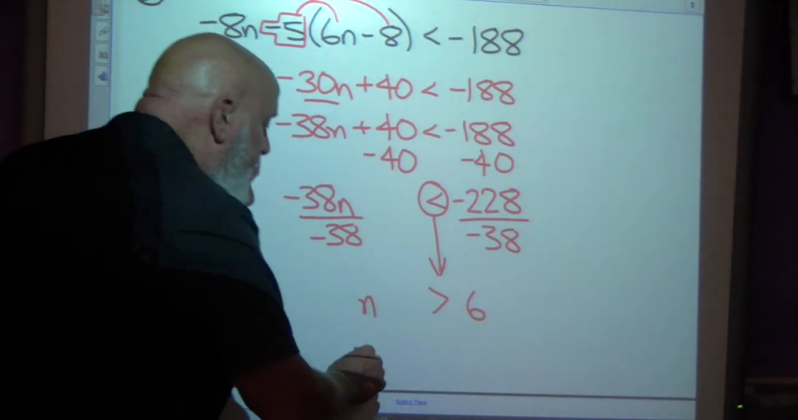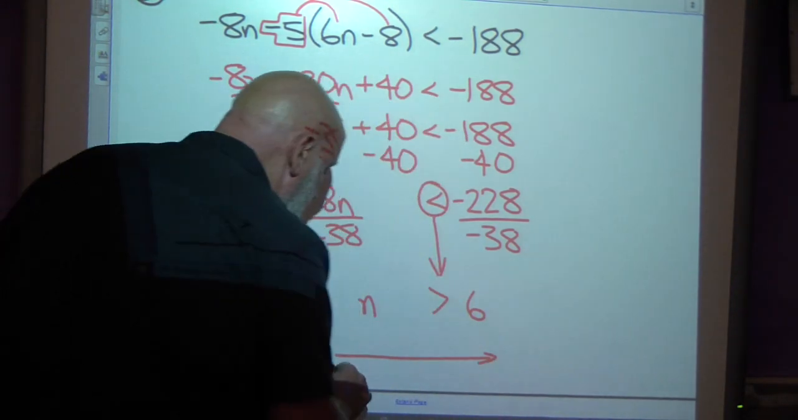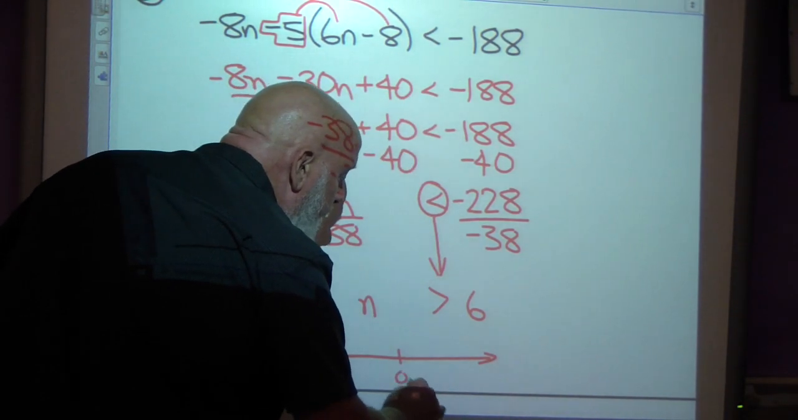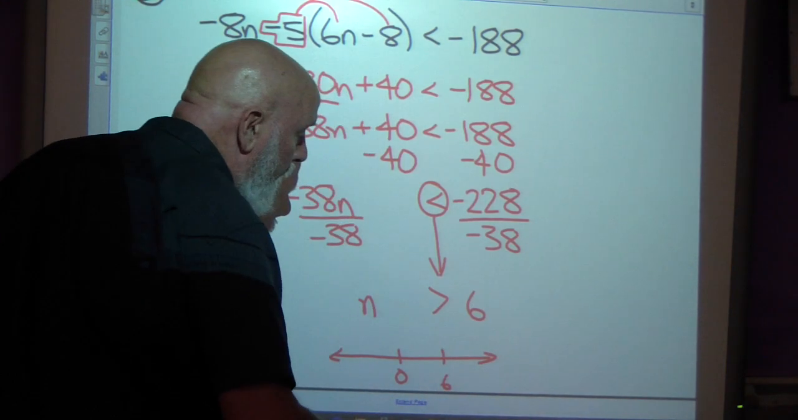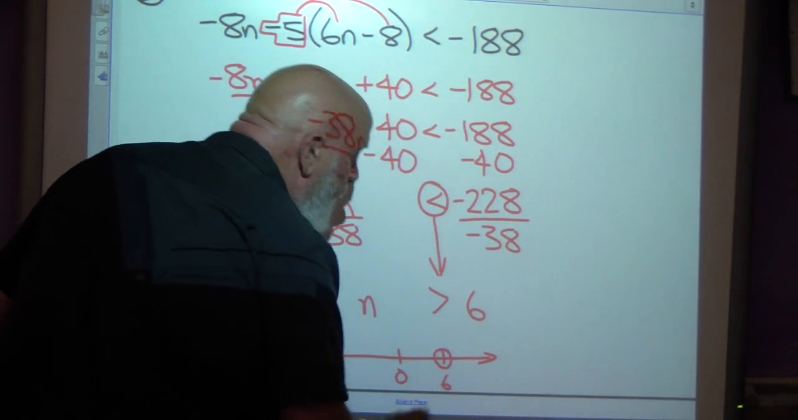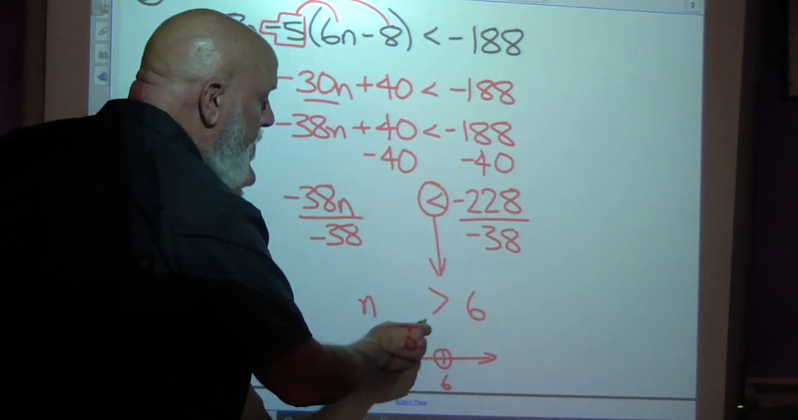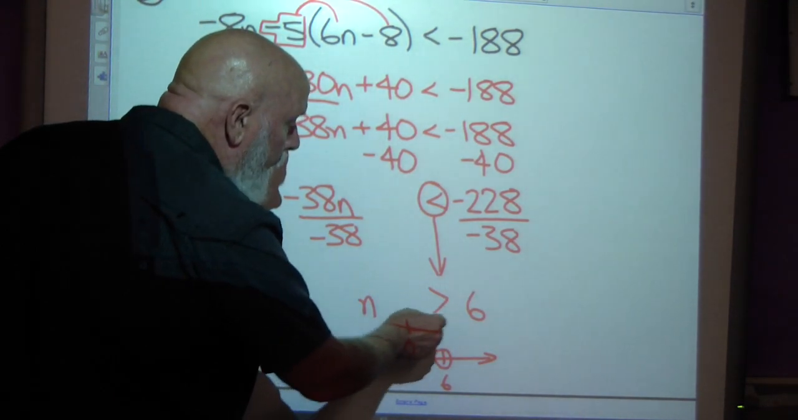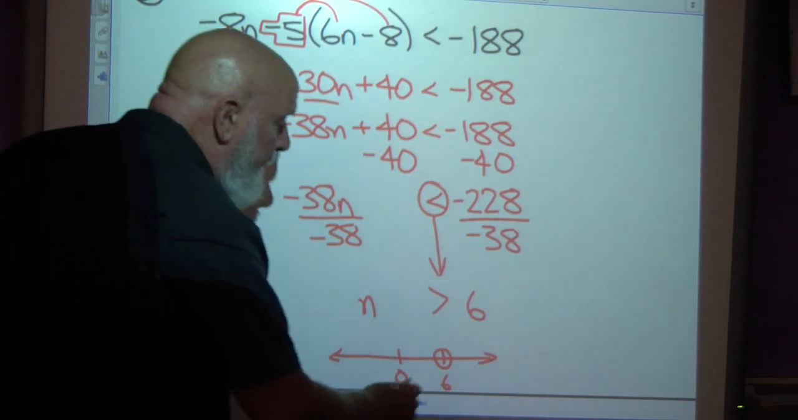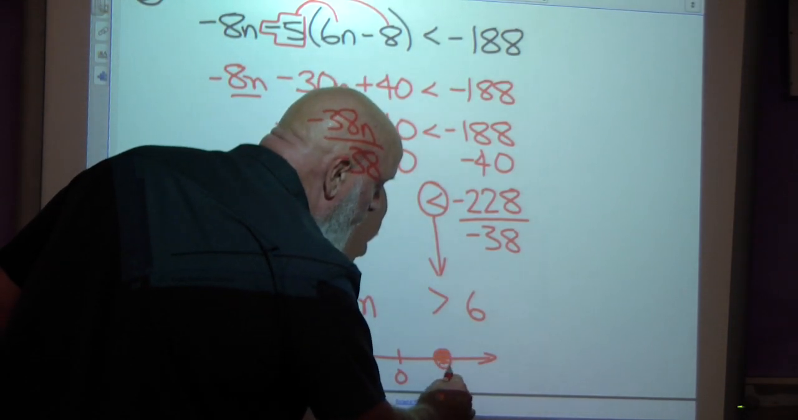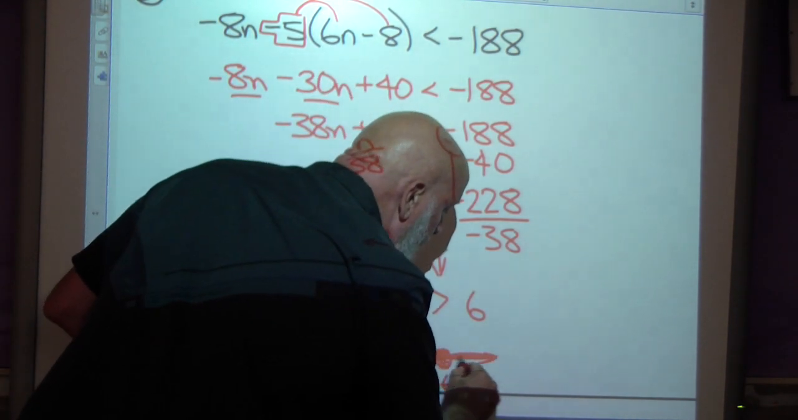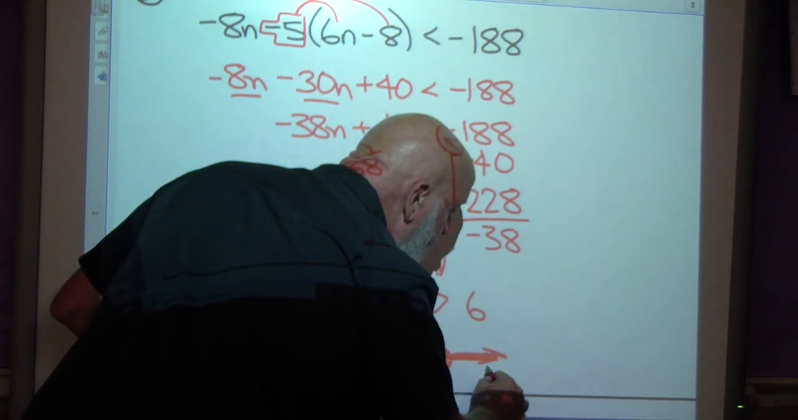And if I were going to graph this, I would just locate 0. I know that 6 is to the right of 0. I would put an open circle on it again because it's not or equal to. If it had a little line under it, it would be a filled-in circle. And we shade everything to the right, including the arrow.